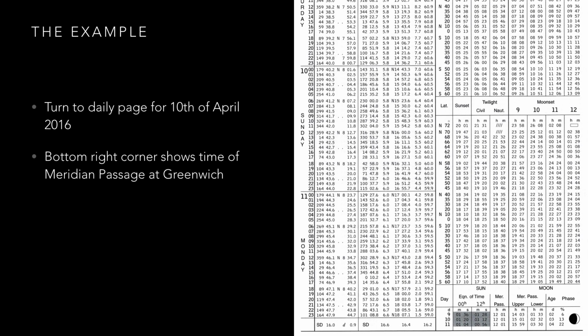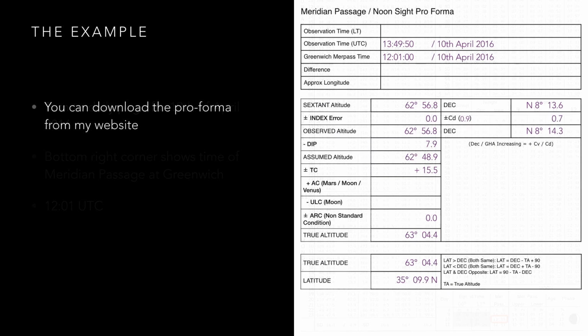Now, armed with this information, we take our nautical almanac and turn to the daily page for the 10th of April 2016. If we look at the bottom of the right hand page, we see the time of meridian passage of the Sun on the 10th of April at Greenwich is given as 12:01 UTC. As I used the meridian passage pro forma in my previous video, I'm going to continue on with it. If you haven't already done so, you might want to watch that video first.